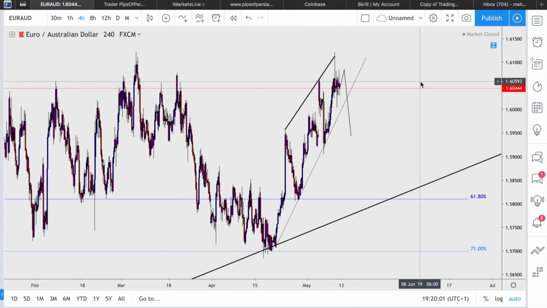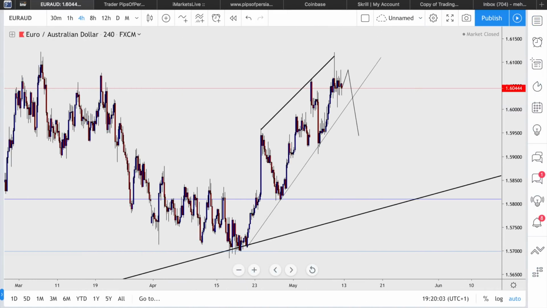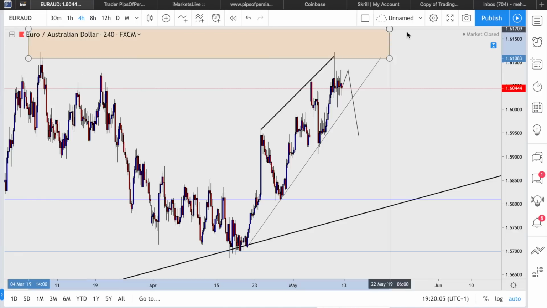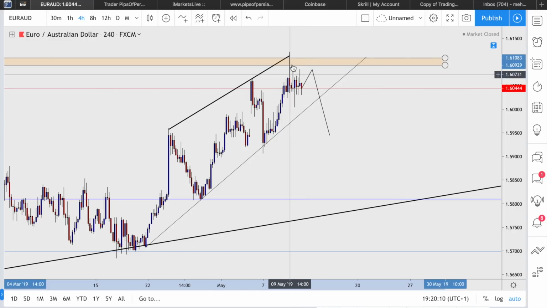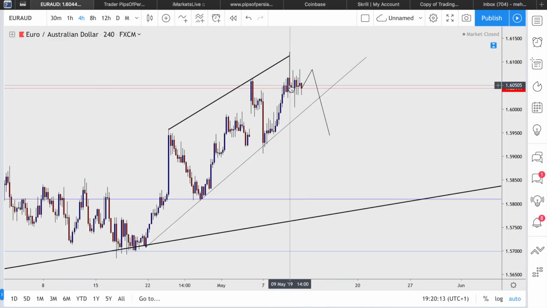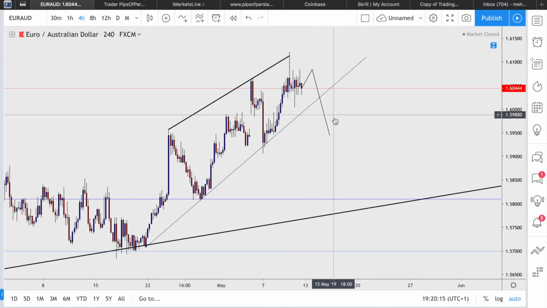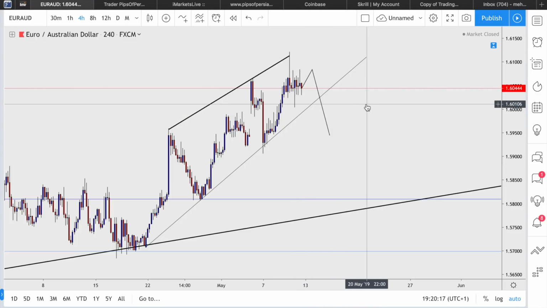Euro versus Australian dollar has actually tapped off a previous zone of reversal that we have had over here on a 4-hour time frame. Very clean tap off of that. We've got a shooting star closure. So I expect the continuation to the downside to actually happen now.